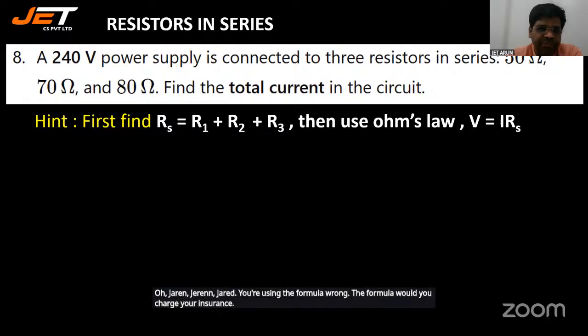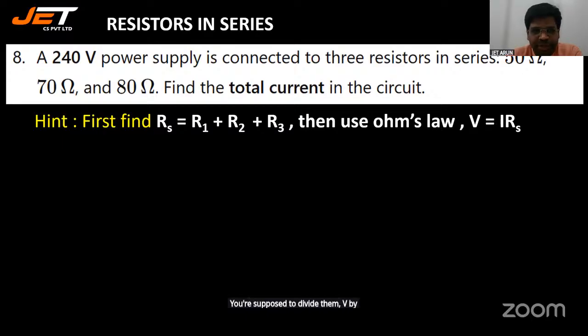You're not supposed to multiply V and R. You're supposed to divide them. V by R gives you I. 240 by 200, which is 1.2. All right, look at this.